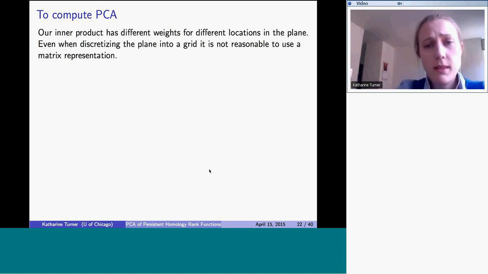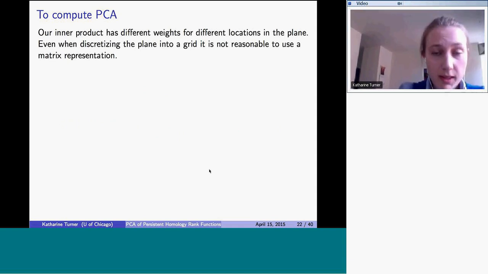Slight problem in that, well, one, we're looking at an infinite dimensional space, and so even if you discretize, it's going to be huge. The other thing we're going to have a problem with is that we've weighted the different locations. So I want to just think of the normal inner product as being the normal inner product of two vectors. Representation doesn't work quite so well.